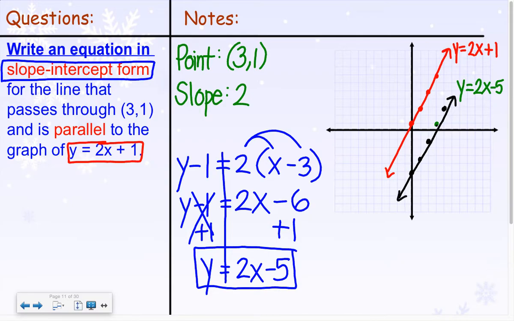They have the same slope, but different y-intercepts. The red line crosses the y-axis at 1. The green line crosses the y-axis at negative 5. But since they have the same slope, they are parallel.